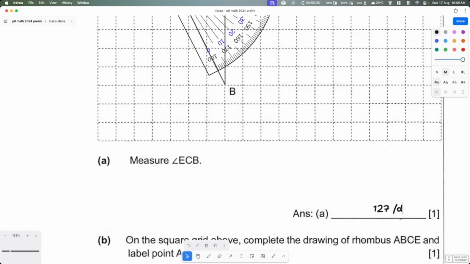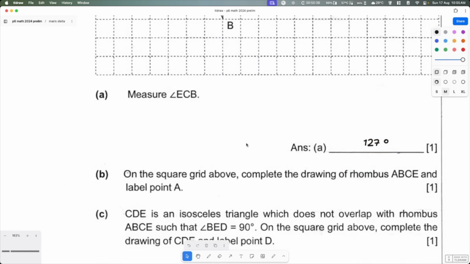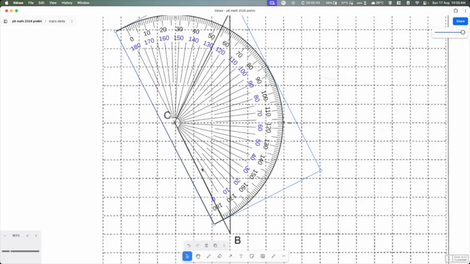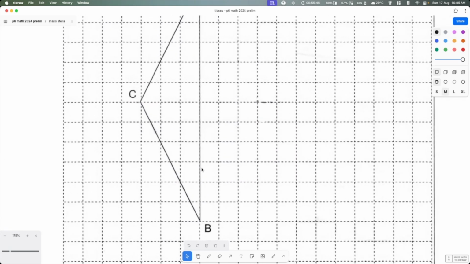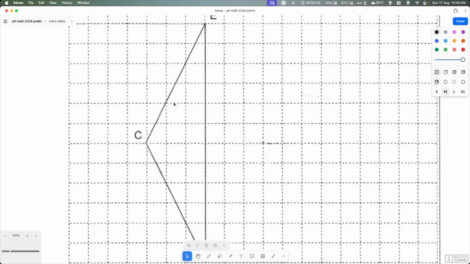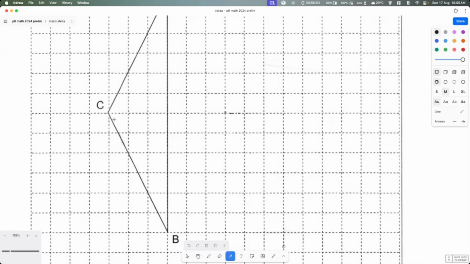Okay. All right. So now on the square grid, complete the drawing of the rhombus ABCE and label point A. Okay, let me just remove this. Right, so ABCE. Okay, so I think the easiest way, since this is a rhombus with equal sides, you can just measure the distance in the middle over here, which is basically 3 squares. Right, I'm going to put 3 here. So you just put another 3, and then that's the point that you need.